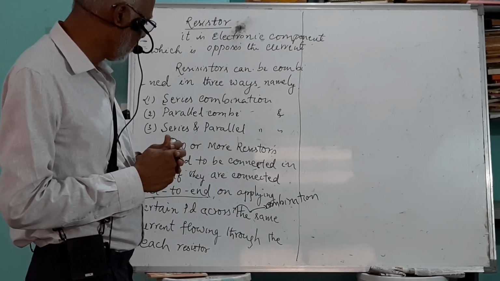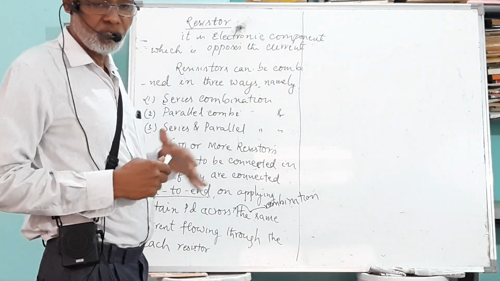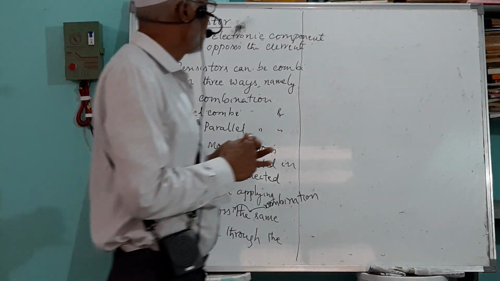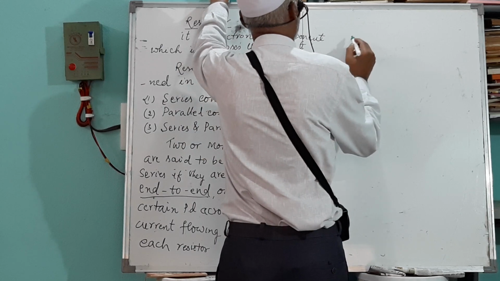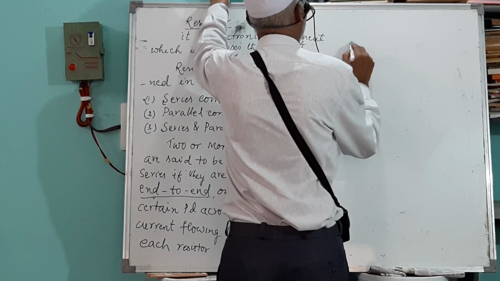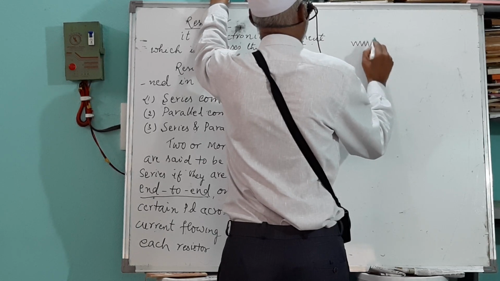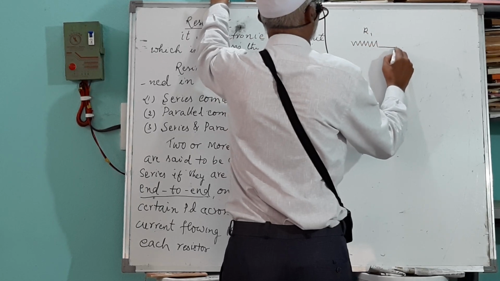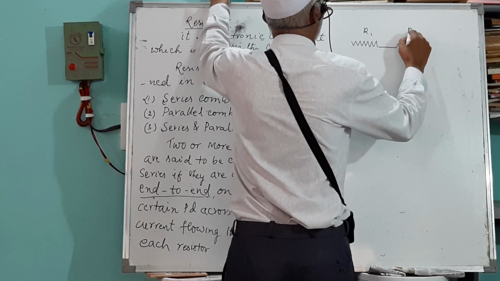For this, first of all you have to draw the circuit diagram for the series combination of resistors. Let us see, I will construct the circuit diagram for the series combination of resistors. As I said, you have to consider two or more resistors. This is the circuit symbol for the resistor. This you can say is R1, and another resistor you can say is R2. So this is R2.